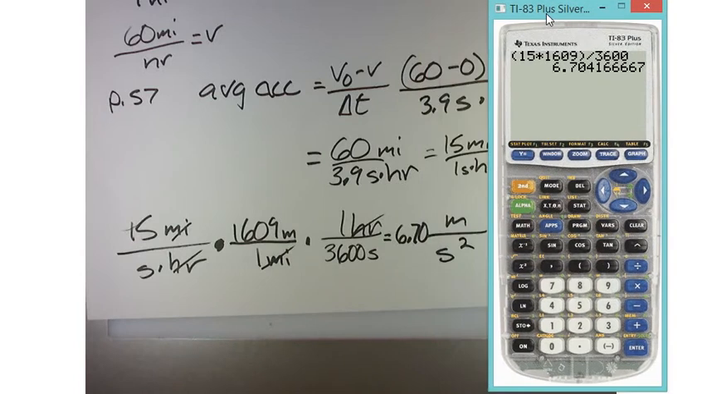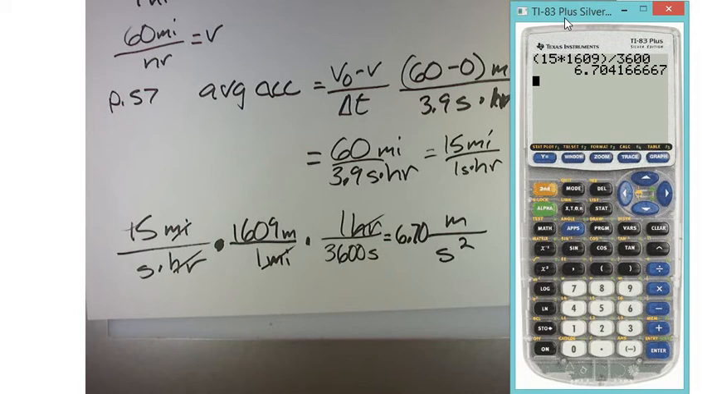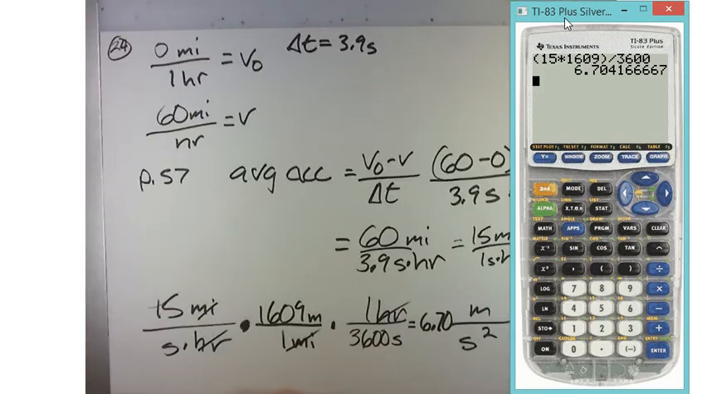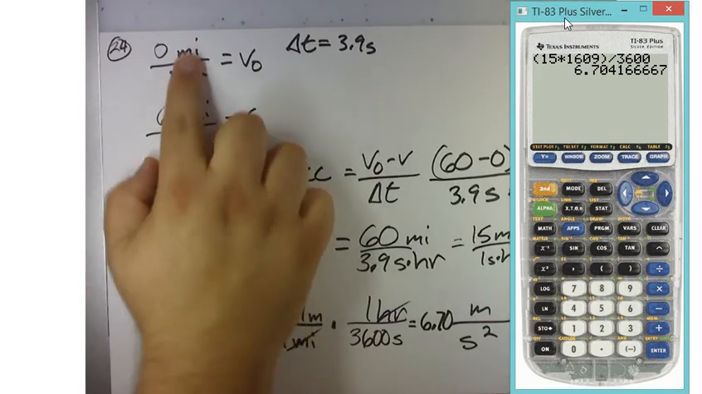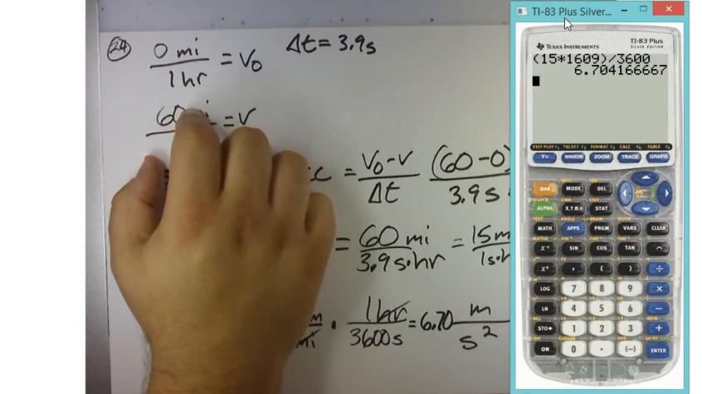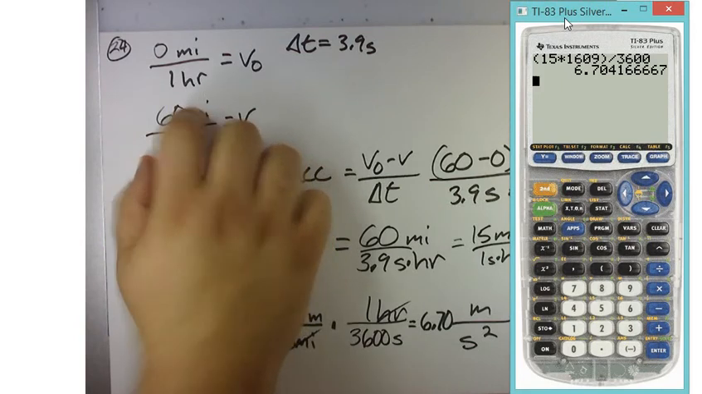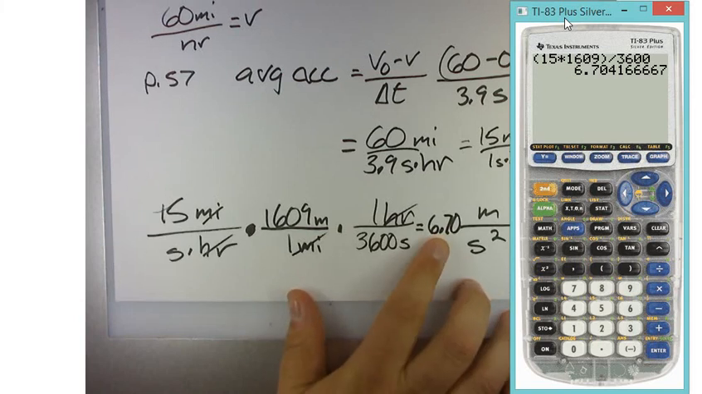Any questions on that? The reason why the back of Mr. Adams' textbook is different is they converted in the beginning and then they rounded to significant figures. And Mr. Adams just did all the work and then rounded at the end.